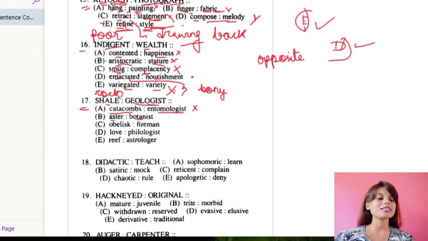Number B, aster and botanist. Now aster means a plant of a large genus which typically has a purple or pink-red flower. Okay, it's a plant and it basically has pink or purple colored flowers. And who is a botanist? A botanist is an expert in the scientific study of plants. So he is a person who studies plants. All right. So I'm writing it down, studies plants.